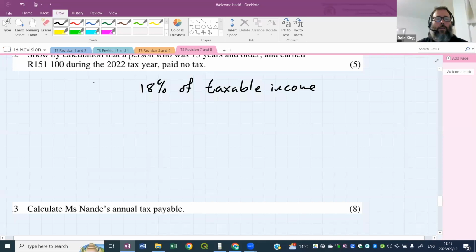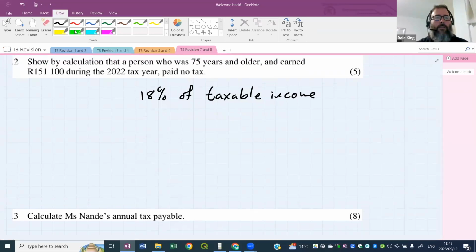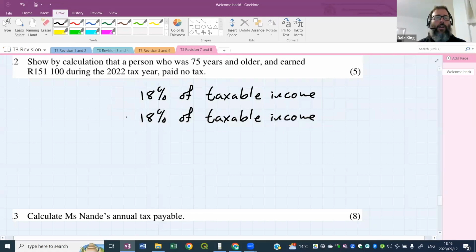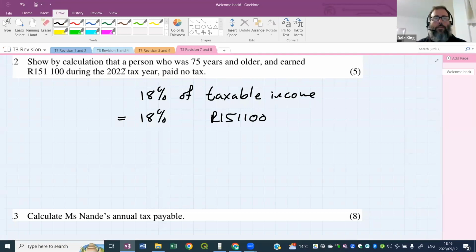All right. So I've obviously got to use that now, yeah? So then you actually work out the 18% of that amount. Now, ladies and gents, I know what you're thinking. Sir, do we have to write this line? No, you don't have to. I'm writing it down so we can see it. You do not have to write that line. Don't waste the time. So the taxable income is 151,100, and of means times.